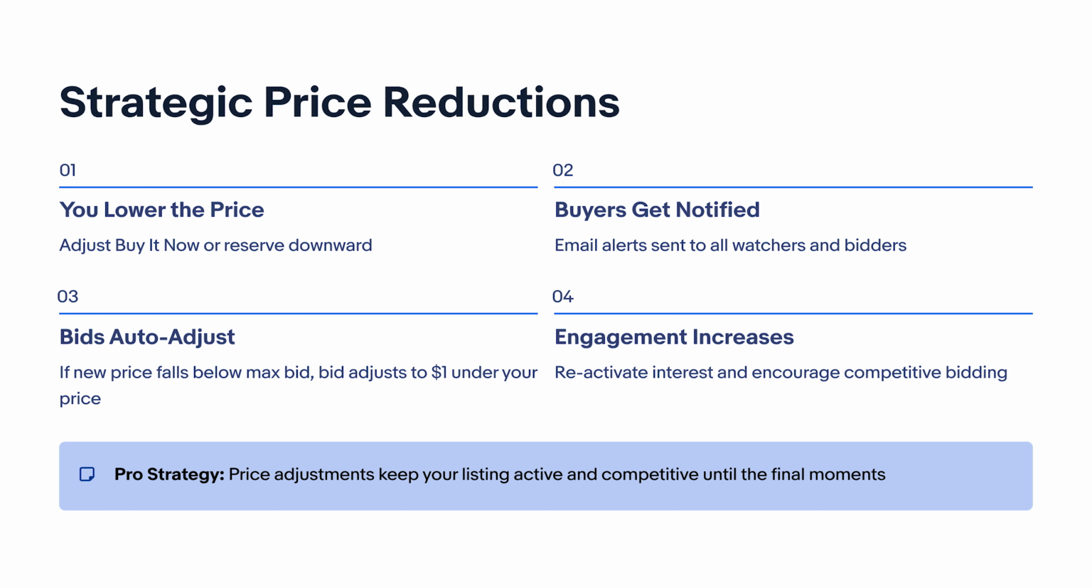If the new price falls below a buyer's maximum bid, their bid automatically adjusts to $1 under your new price. Strategic price adjustments can re-engage bidders and watchers, keeping your listing active and competitive until the very end.